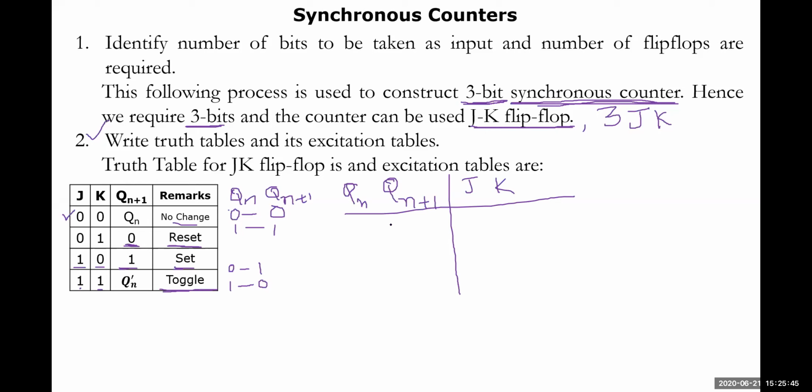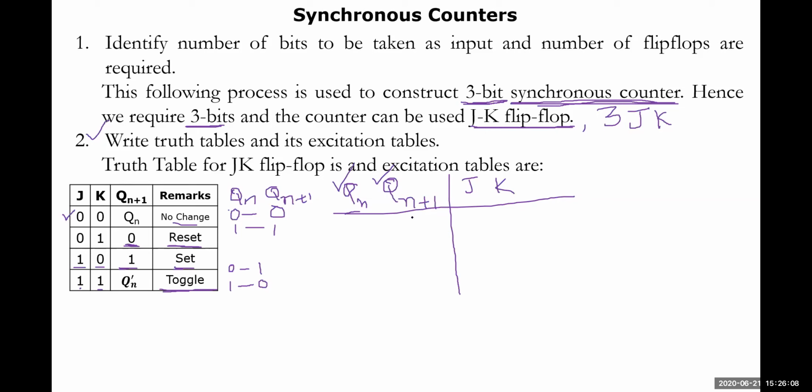I hope that you understand. I have a present state with me. I am guessing the next state will be this one, Qn plus 1. If the present state and next state are given like this, then what will be the possible values of J and K as inputs? That is what the excitation table gives.